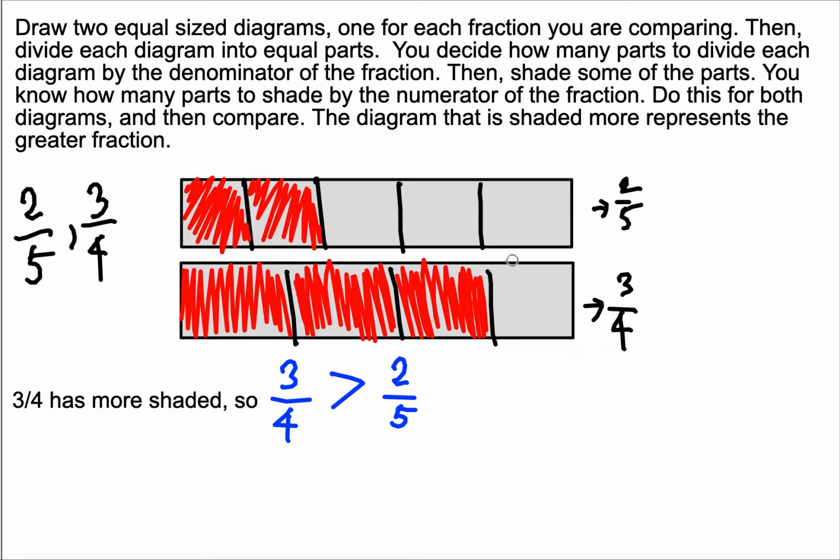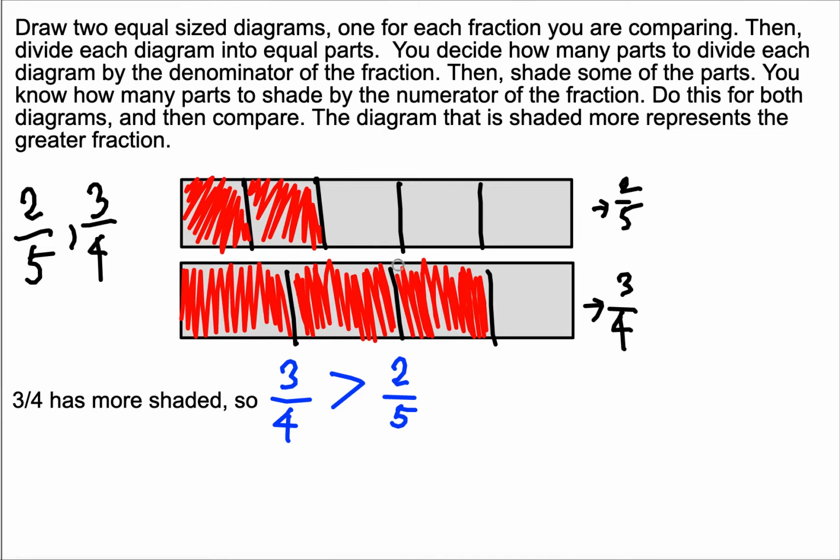And so after we make the diagrams, again, we divide each diagram into its respective number of parts. For 2/5, we divide it into 5 parts, and for 3/4, we divide it into 4 parts. Then we shade each bar its own amount. To know how many parts we have to shade, we look at the numerator. In this case, the numerator is 2, which means you have to shade 2 parts. And in 3/4, the numerator is 3, which means you have to shade 3 parts.